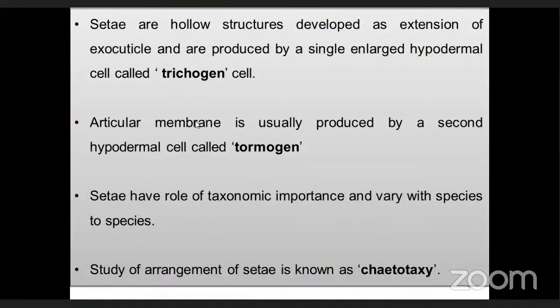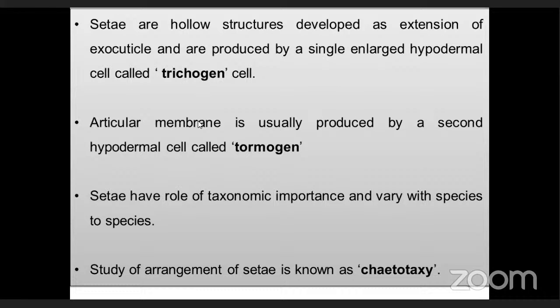You can see here, the setae are hollow structures, meaning they are empty within. These setae are hollow structures developed as an extension of the exocuticle. In the procuticle there are exocuticle and endocuticle, and the seta is the extension of the exocuticle. It is also produced by a single enlarged hypodermal cell. Hypodermal is nothing but epidermal cells, and that is called the trichogen cell.